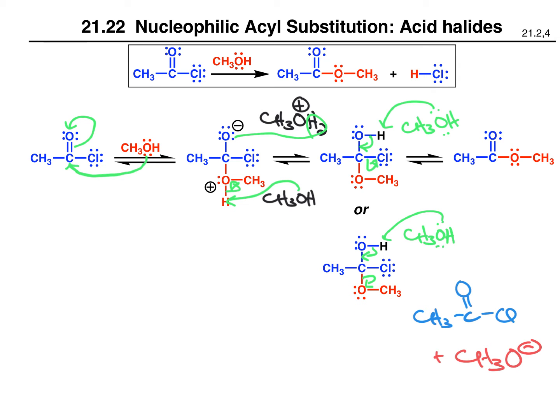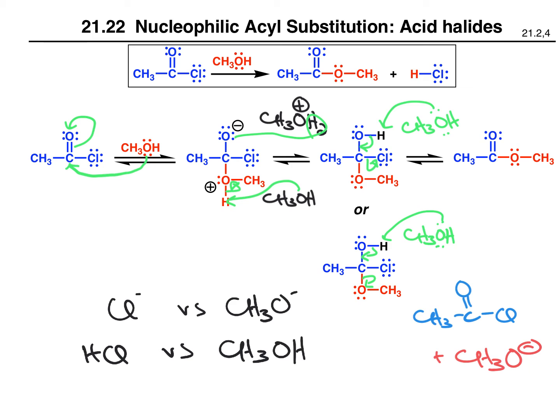When we think about leaving group ability, so Cl- versus CH3O-, we can compare leaving group ability by thinking of these as bases, and therefore we want to compare the acids, HCl versus methanol. Methanol has a pKa of around 16. HCl has a pKa of, I don't know, -5 or something like that. So this is definitely a strong acid, which means this is a very, very weak base. This one is a stronger base.